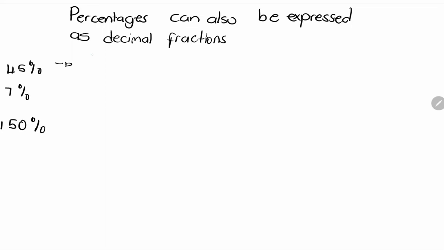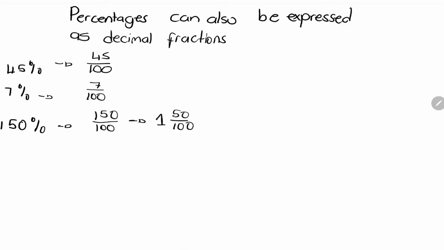45% is equal to 45 over 100. 7% is equal to 7 over 100. 150% is equal to 150 over 100, simplified. But we're not done here. What we want to do here is to convert these percentages into decimal fractions.